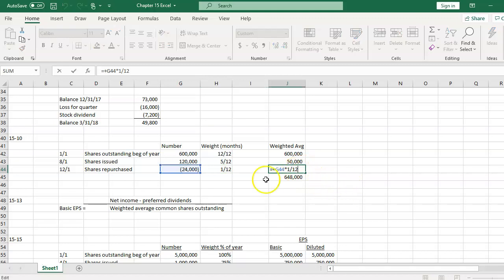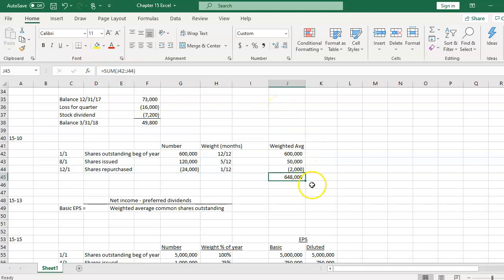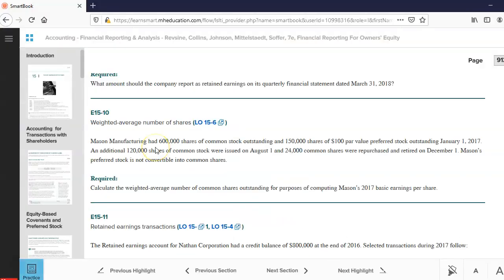So you can see what I did here. 24,000 times 1/12 gets me down to 2,000. Okay, so total is 648,000. Okay, so that was question 10. And then let's go ahead and take a look at question 11.